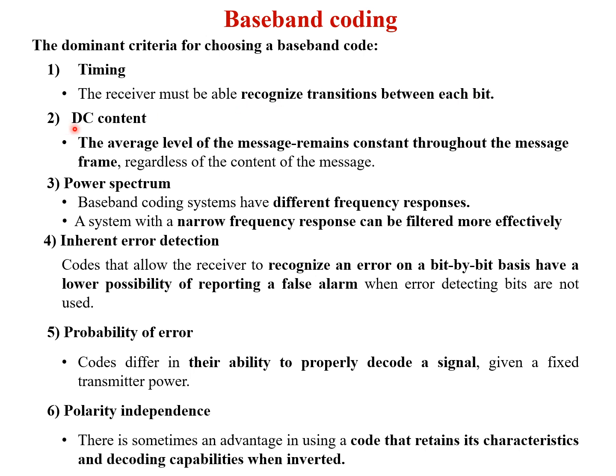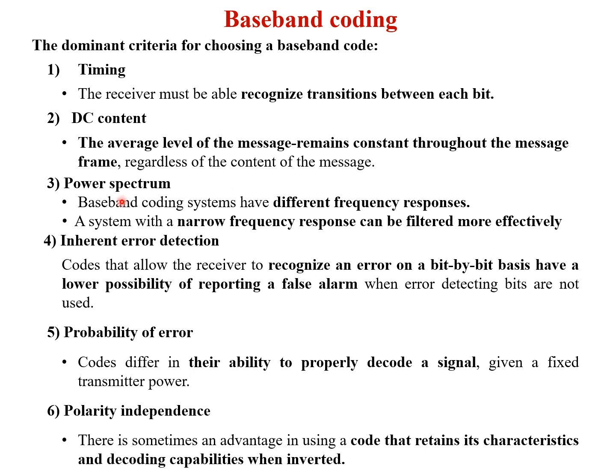The next one is DC content. That is the average level of the message, which remains constant throughout the message frame irrespective of the content of the message. Then the next one is the power spectrum. Baseband coding systems have different frequency responses. A system with a narrow frequency response can be filtered more effectively.